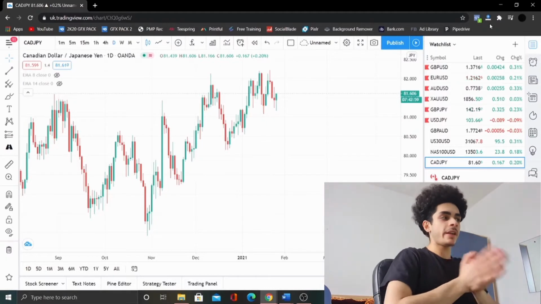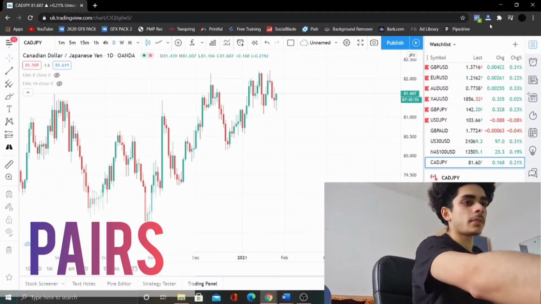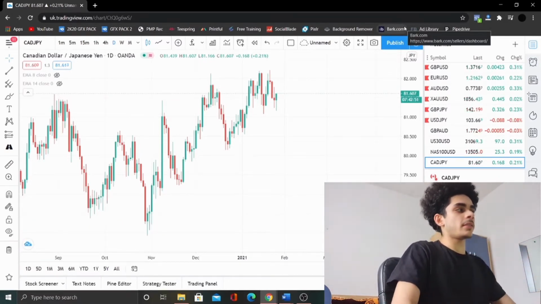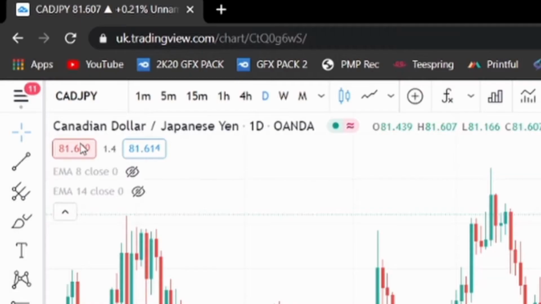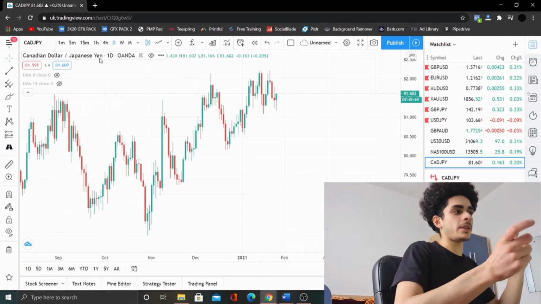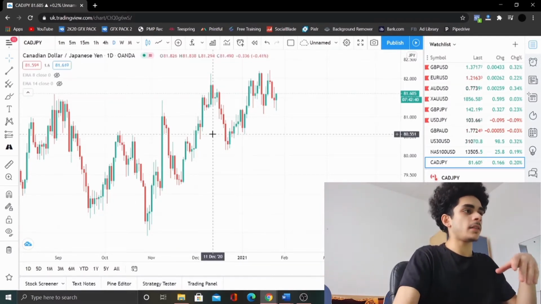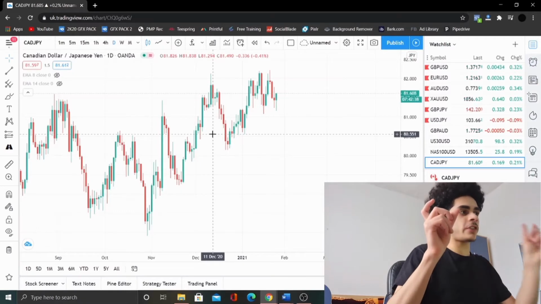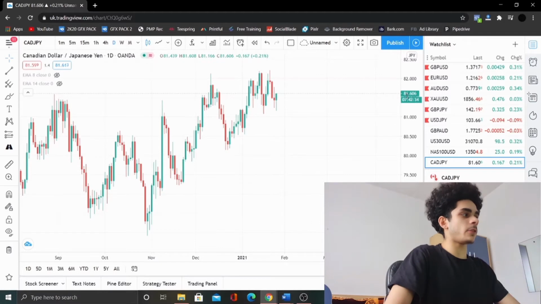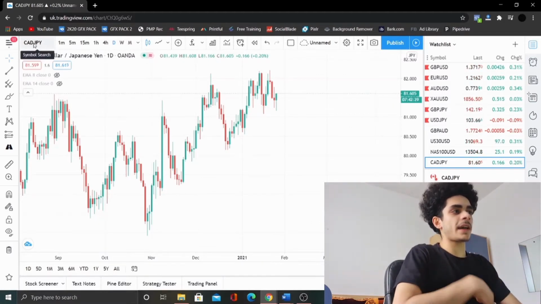Okay, so let's jump straight into it. We're going to start off with pairs. A pair is the two currencies that you're going to be trading. For this example, we're going to be using the Canadian dollar and the Japanese yen. The Canadian dollar, on the left, is the base currency, and the Japanese yen, on the right, is called the quote currency. The base is always equal to 1, while the quote is equal to whatever it is at that time. Right now it's 81.606, okay? And you can see the symbol up here for that pair, CAD JPY.